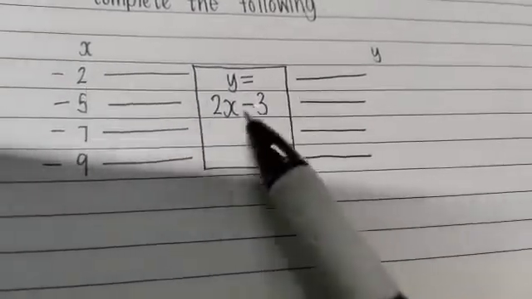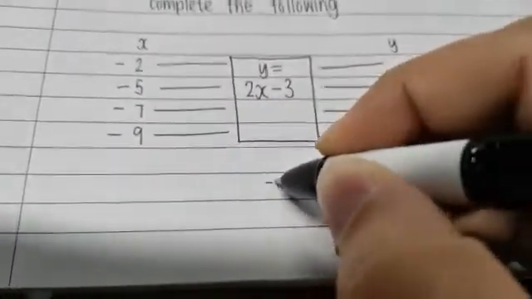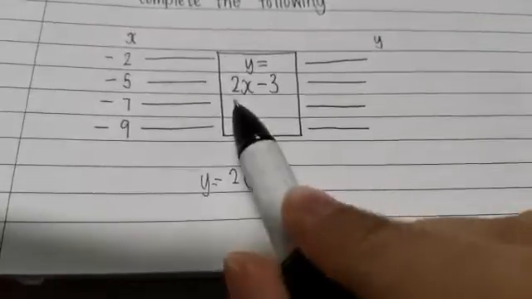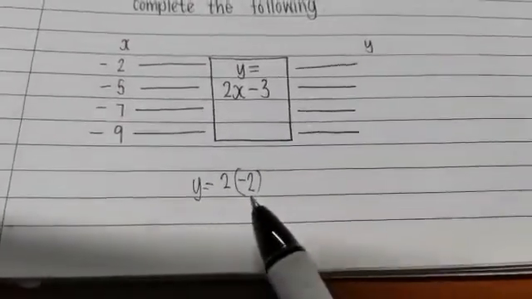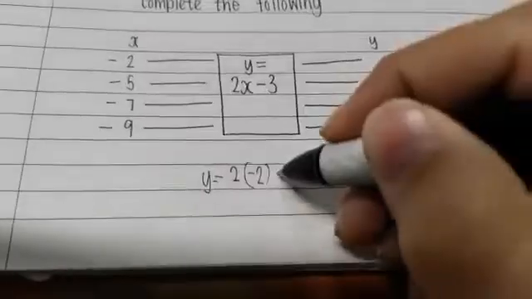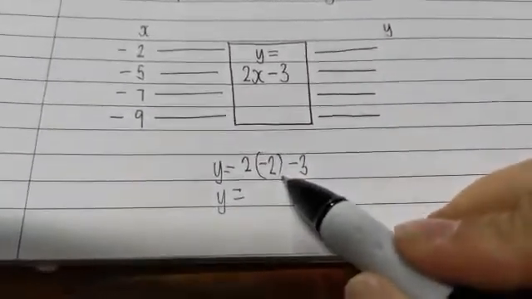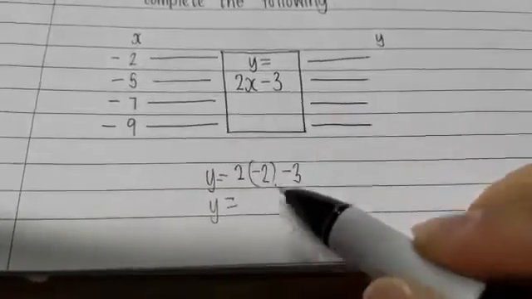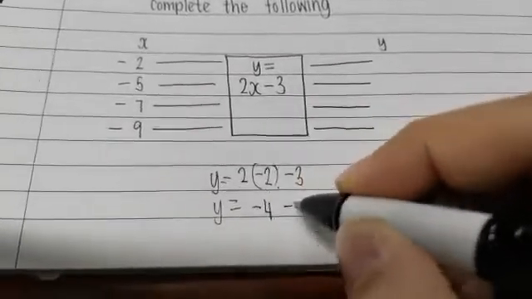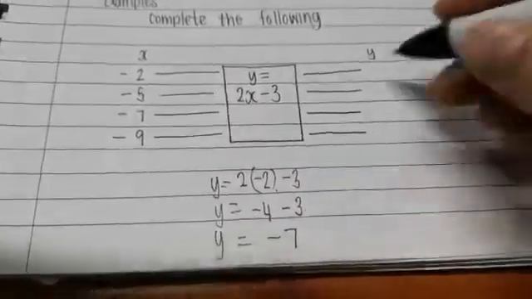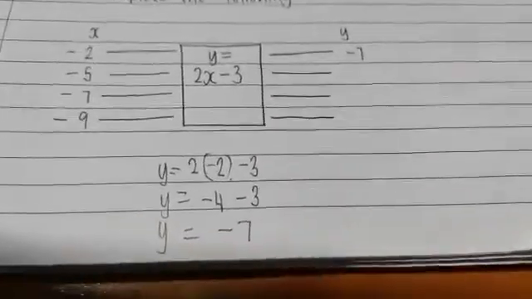So -2 multiplied by 2x, I'm going to do some calculations at the bottom. So y is equal to 2 multiplied by -2, which I substituted into the place of x, minus 3. And then we work this out. 2 multiplied by -2, we apply our rules of BODMAS. 2 multiplied by -2 is -4 minus 3. Therefore, y is equal to -7. All I'm then doing is filling it into its place.